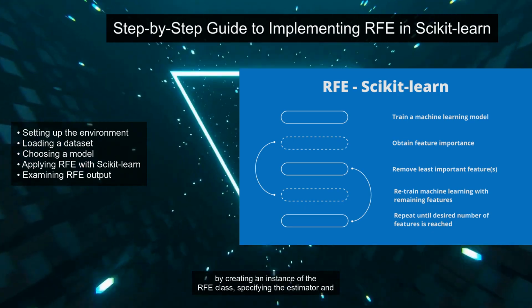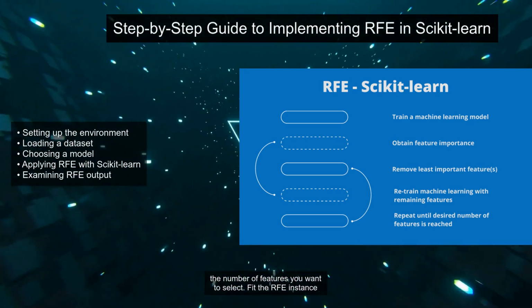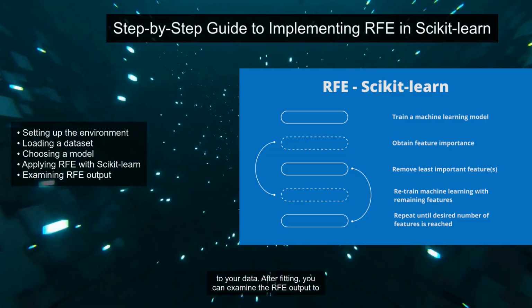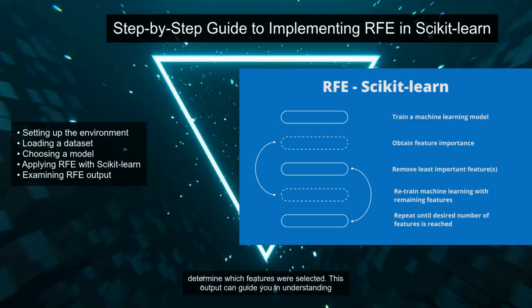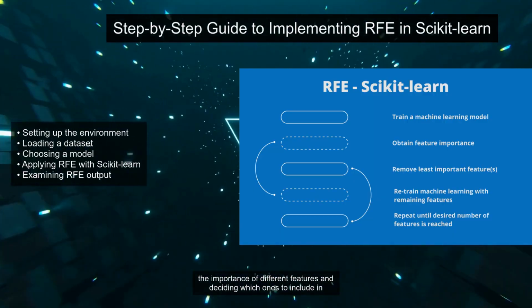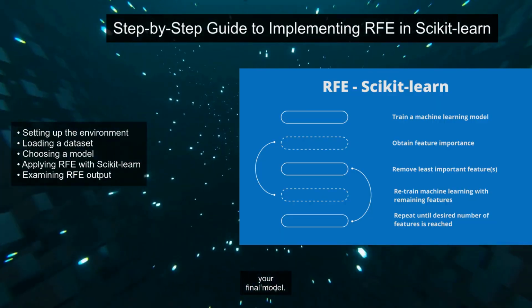Once the model is selected, apply RFE by creating an instance of the RFE class, specifying the estimator and the number of features you want to select. Fit the RFE instance to your data. After fitting, you can examine the RFE output to determine which features were selected. This output can guide you in understanding the importance of different features and deciding which ones to include in your final model.